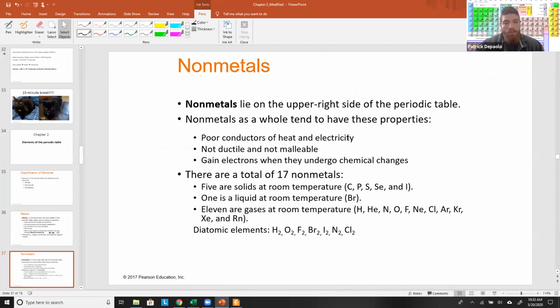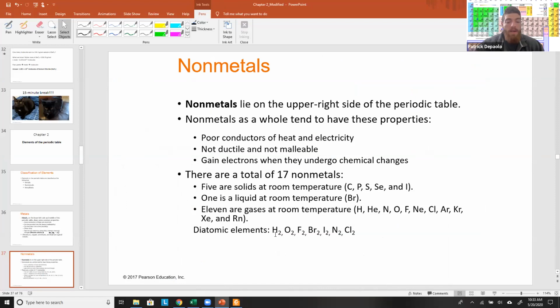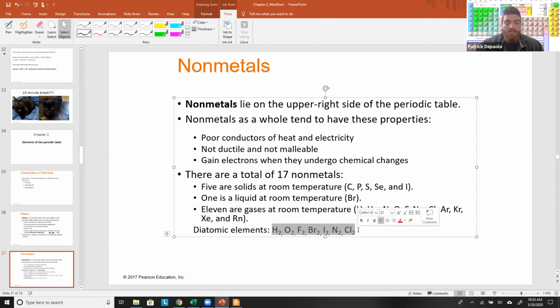They're not very malleable. If you have a solid nonmetal, such as solid sulfur or phosphorus, it's just like a brittle powder. It's not really strong or anything. And some of them are solid at room temperature. Bromine is a liquid at room temperature. Most of them are gases at room temperature. And a lot of these nonmetals form diatomic gases.